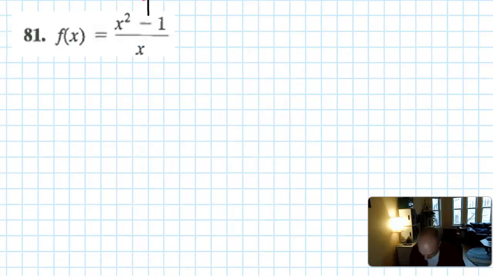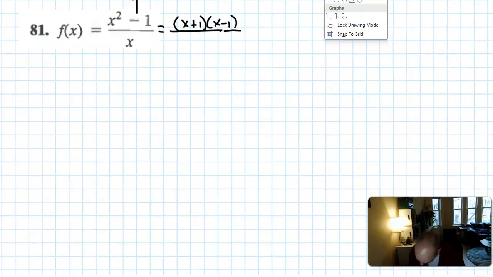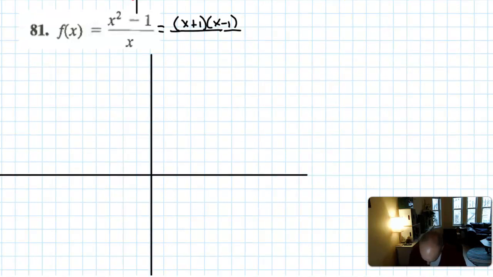All right, things are finally getting good. We're going to get some slant asymptote action. So on the top, we are going to need to do this division. We'll factor this out first because it factors nicely. So we get x plus 1, x minus 1 over x. So let's go ahead and put on the graph everything that we know already before we do any fancy division.